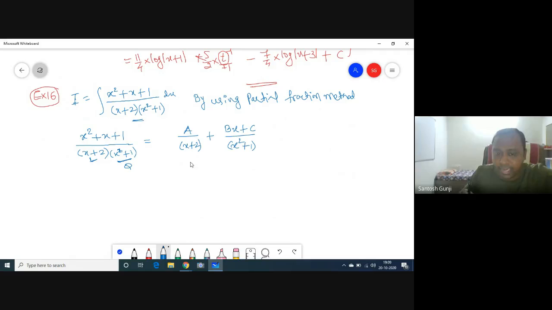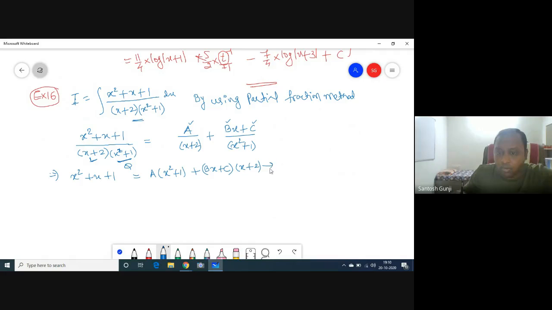Now again take the LCM, and you have to find out the values of a, b and c, and this total will be integrated thereafter. Once you take the LCM, it will get cancelled on both sides. So directly I'm writing the step that is left after the LCM: x square plus x plus 1 is equal to a into (x square plus 1) plus (bx plus c) into (x plus 2).